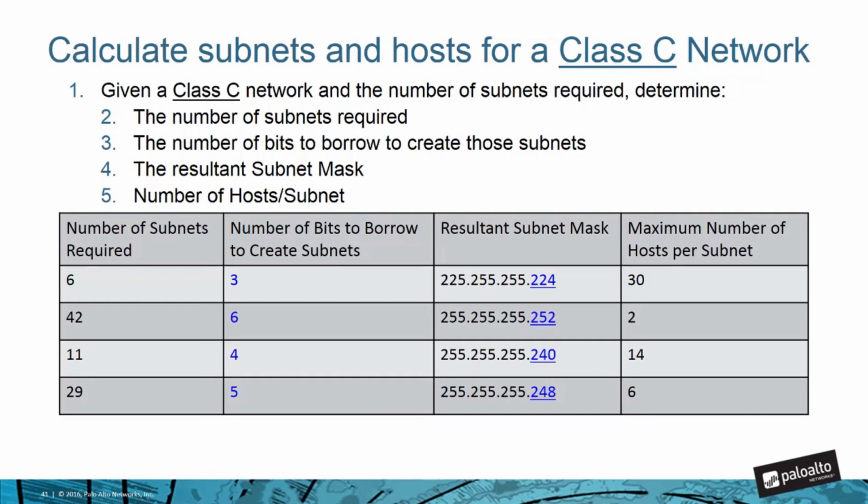And then 29, again, is not an even multiple, so I would have to go up to the next highest number, and I would have to borrow 5 bits in order to create that number of subnets. 5 bits contiguously is 248 in the subnet mask, and that only leaves me 3 bits, or 8 combinations, minus 0s and 1s, to give me 6 hosts per subnet.